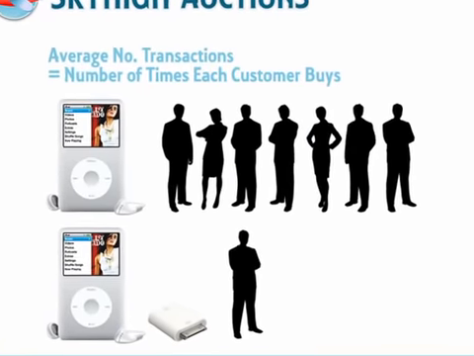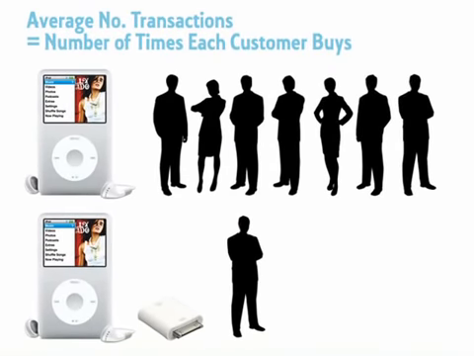Finally, the average number of transactions is the number of times that each customer buys from you. So, if 1 out of every 8 people who purchase an iPod from you buys an accessory or a second iPod, then your average number of transactions per customer would be 1.125.